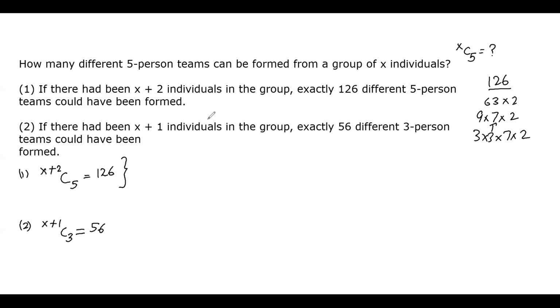X plus 2 C5 is exactly the number of 5-person teams that can be formed. I know this will give me the value of X. I would say that this is sufficient, but I still want to get the value of X. So basically this is X plus 2 into X plus 1 into X into X minus 1 into X minus 2, divided by 5 factorial, which is equal to 126. So that is equal to 126 into 5 factorial. That is what it is.